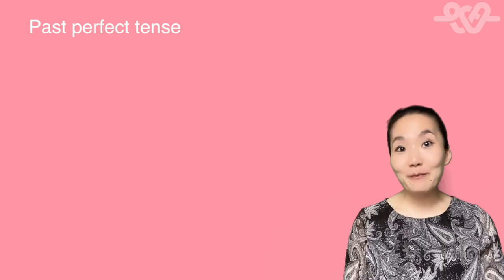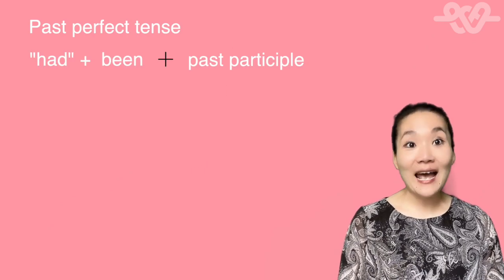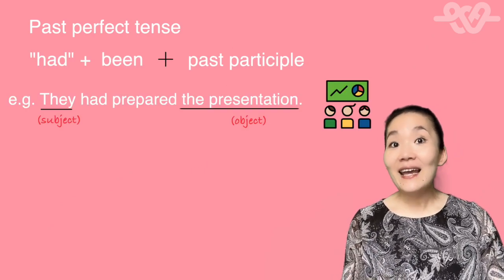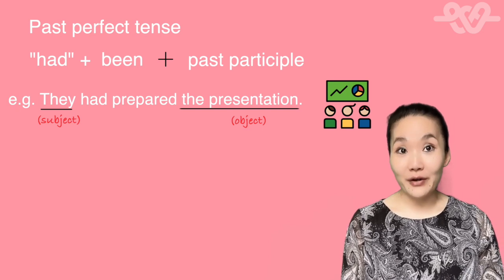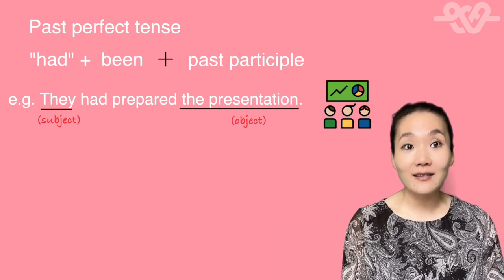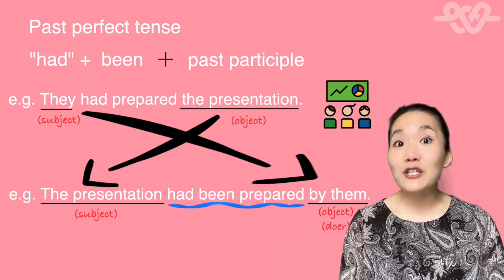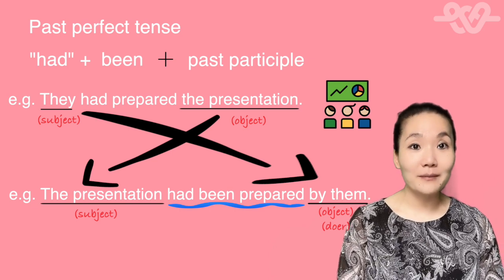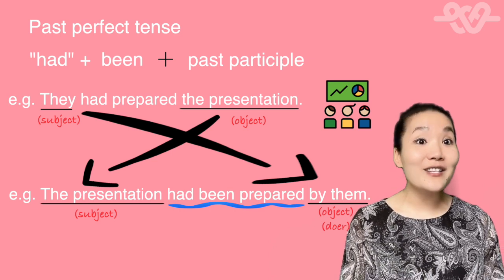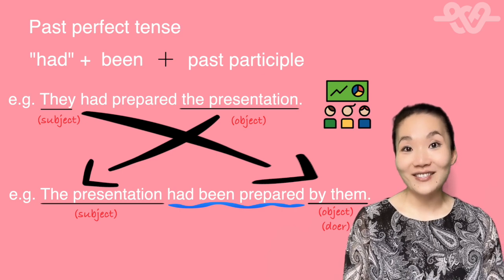Similarly, in the past perfect tense, we can convert the active voice sentence they had prepared the presentation into passive voice as the presentation has been prepared by them. The emphasis now lies on the prepared presentation.